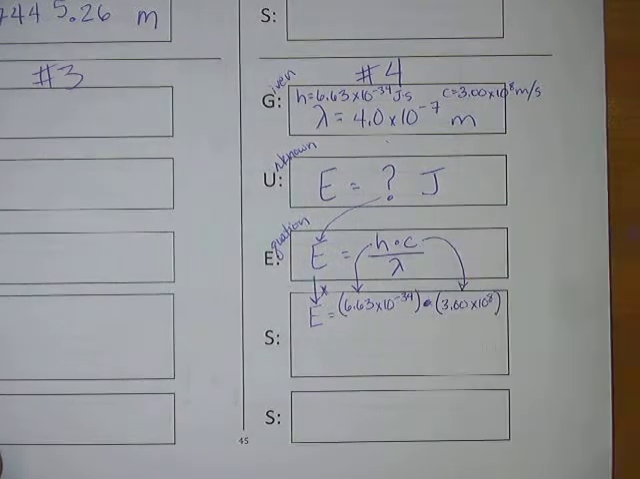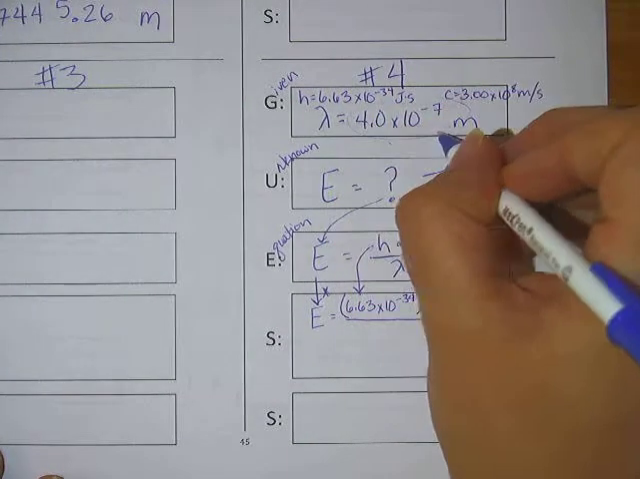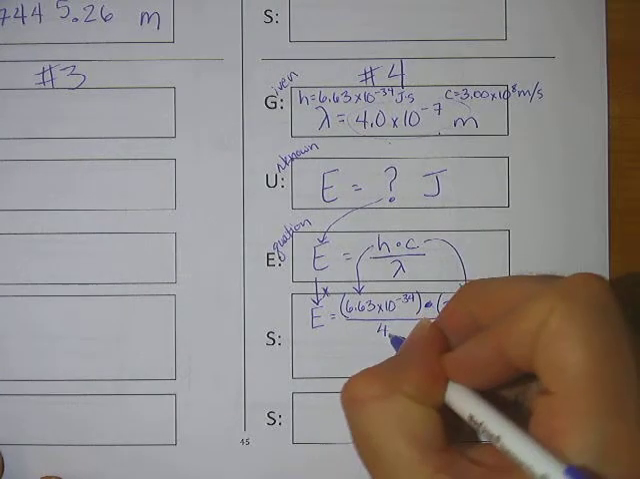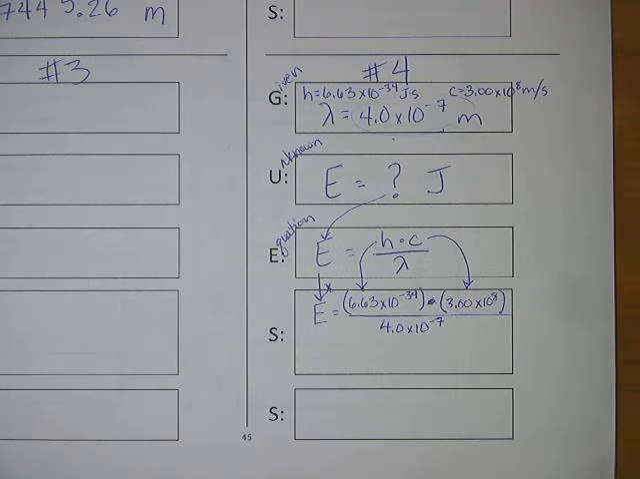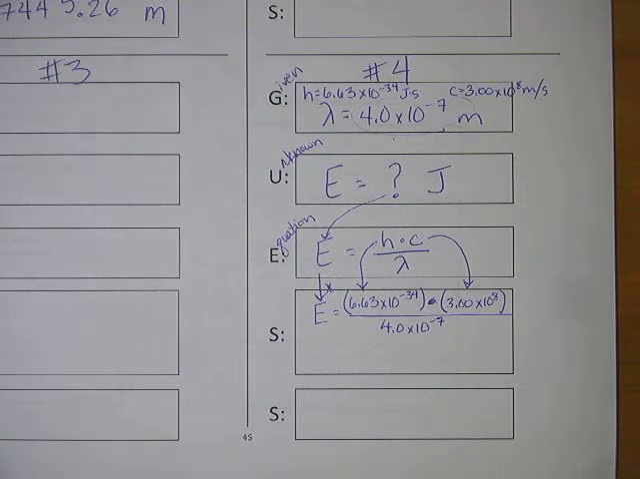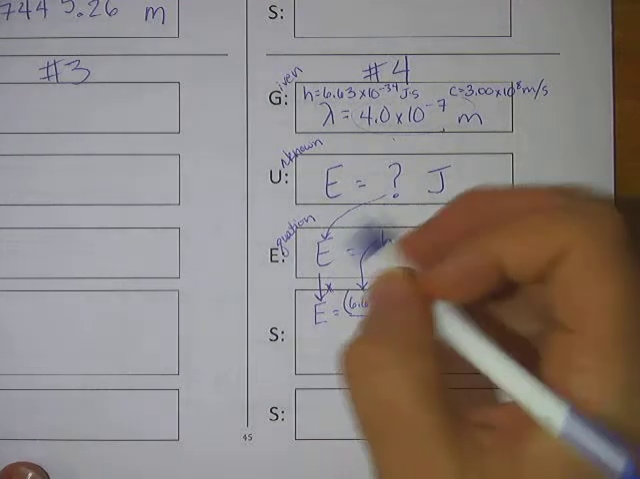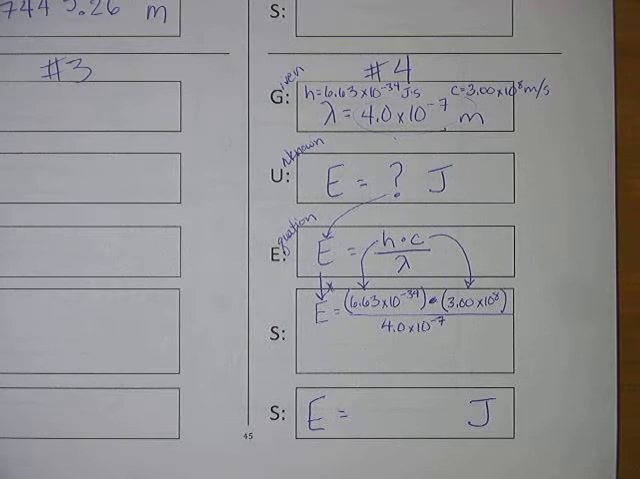So we have an H, we have a C. They are divided by lambda, and I have a number for lambda. It's this 4 times 10 to the negative 7th, so that's what's going to go on bottom. And from there, I just have to stick this in my calculator. Top times top, divided by the bottom. So go ahead, type this in your calculator. And I'll point out when you get to the end that energy equals some number of joules. Go ahead and type it in your calculator if you haven't already.